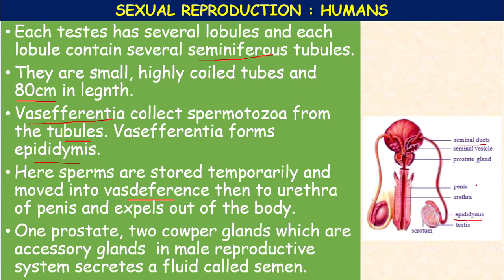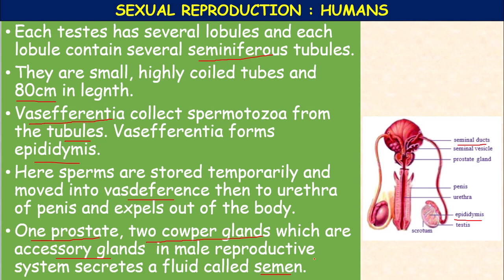Then the sperms pass through the urethra, the penis, and are expelled out of the body. So next, the duct system, if you take the glands, accessory glands, one prostate, together with which are secreted a fluid called semen.